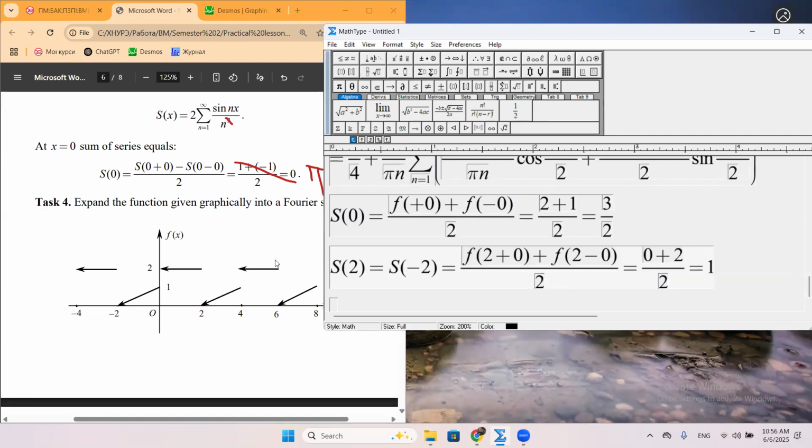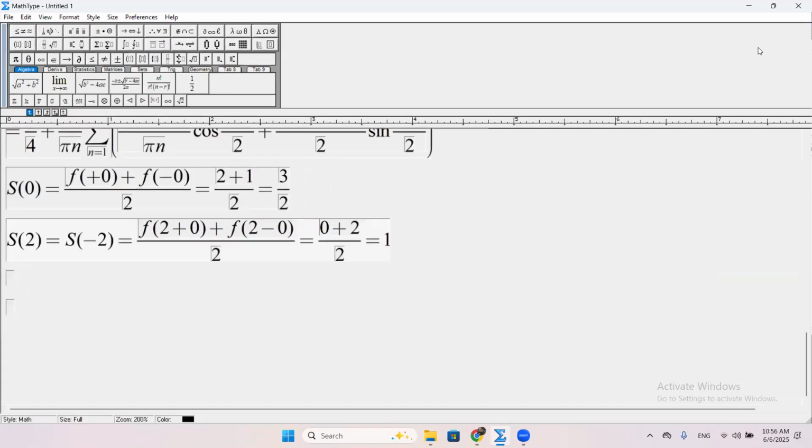So we found it. Any questions about this exercise? About the whole lesson, about previous lessons, maybe some organizational questions? No questions. Okay. For now.